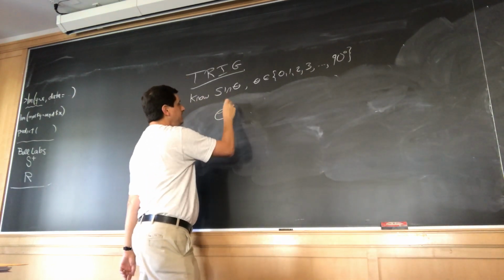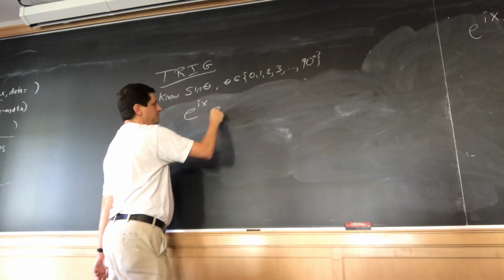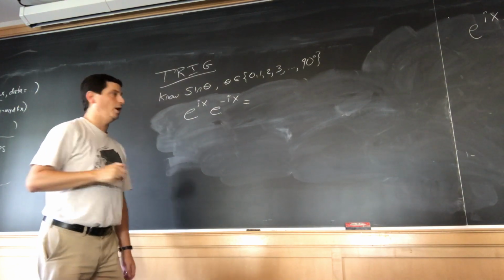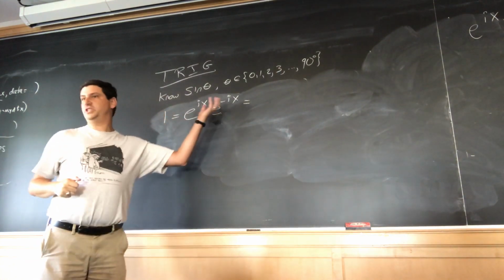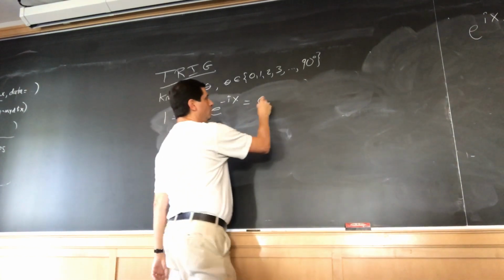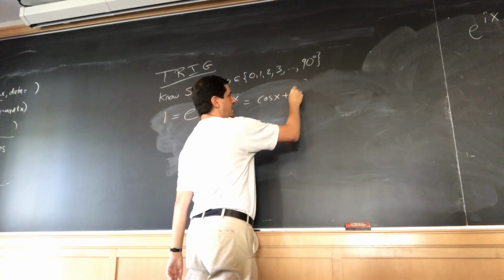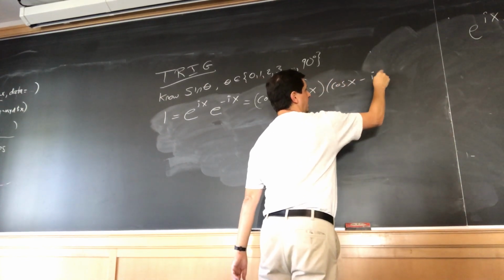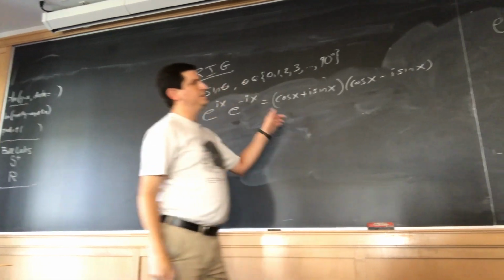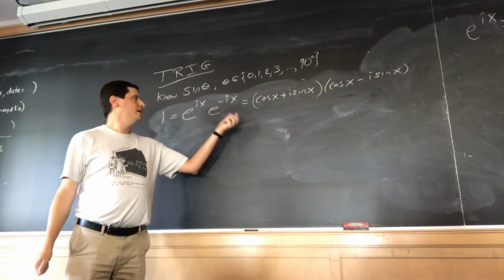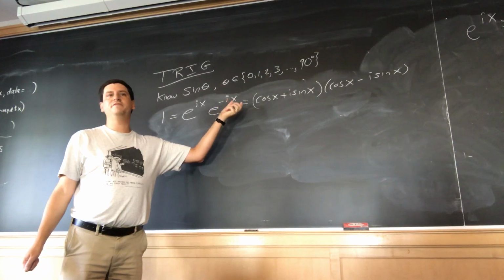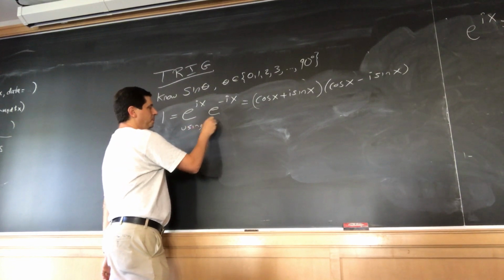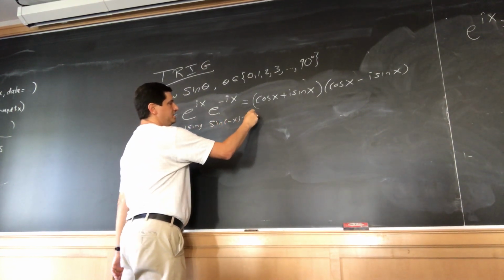So e to the ix times e to the minus ix is what? 1. Because everybody agrees, it's e to the 0. This is also (cosine x plus i sine x) times (cosine x minus i sine x). And what I'm using here is e to the ix is cosine x plus i sine x. If x is negative, then I have the sine of negative x. The sine of negative x is negative sine x. So using sine of negative x is negative sine of x.